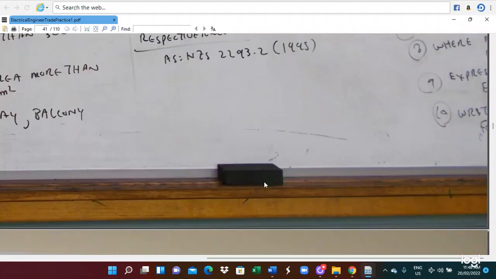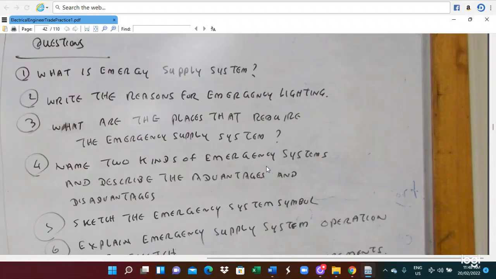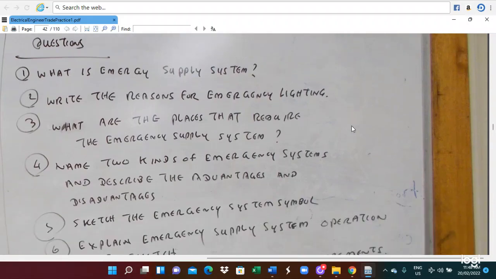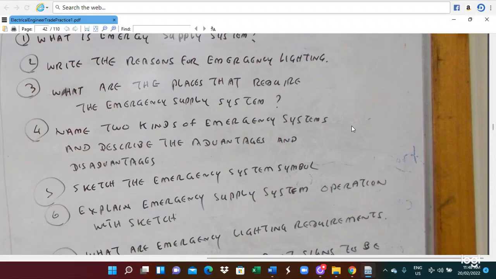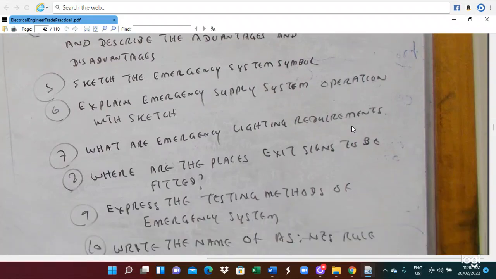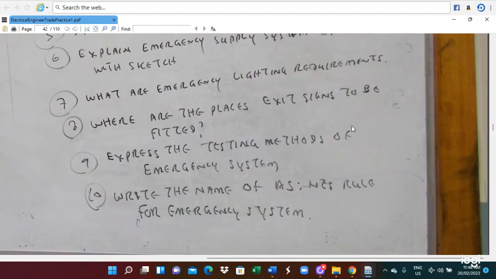Based on those emergency systems, you have to answer the questions: why is the emergency supply system needed, write the reason for the emergency lighting, what are the places that require the emergency supply system, name the two kinds of the emergency system and describe the advantages and disadvantages, sketch the emergency system symbol, explain the emergency system operation with a sketch, what emergency lighting requirements, and where are the places AC system to be fitted, explain the testing method of emergency system, and write the name of the AC and system rule for the emergency system. Those things you have to explain.